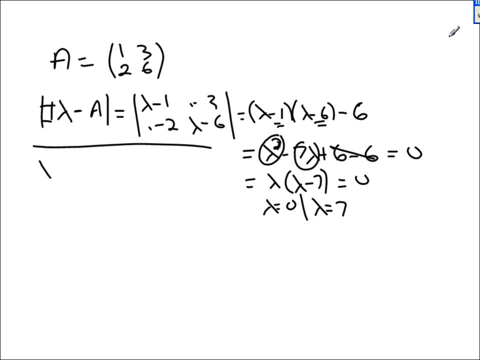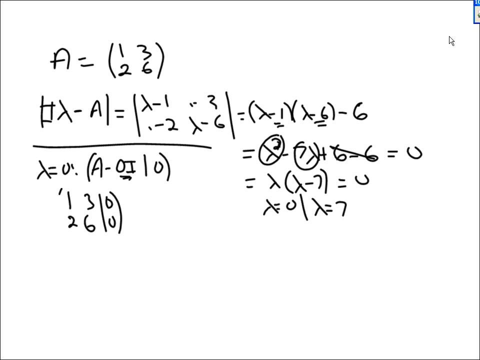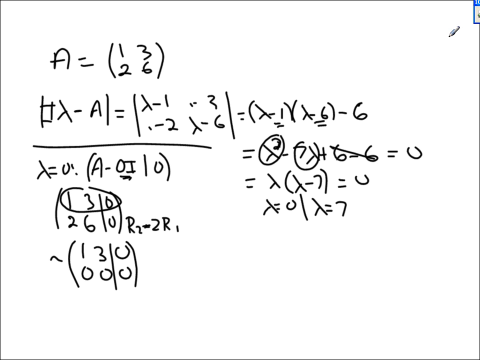Okay, if lambda is equal to 0, we have A minus 0I augmented with the 0 vector. The 0I is the 0 matrix. A minus the 0 matrix is A. We get 1, 3, 2, 6 augmented with 0. I will do row 2 minus twice row 1. When you double the first row, you get the second row. So when you subtract, you'll get a row of zeros. 1, 3, 0, and my row is zeros. This is in reduced row echelon form.